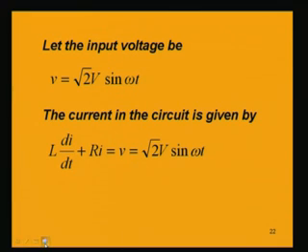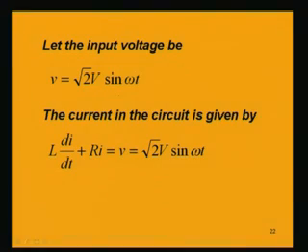resistance. We will consider the input voltage to the converter as small v equal to root 2 V sin omega t, where V is the RMS value. So, root 2 into V means the peak value is that much. So, it is Vm sin omega t, which is equal to root 2 V sin omega t.